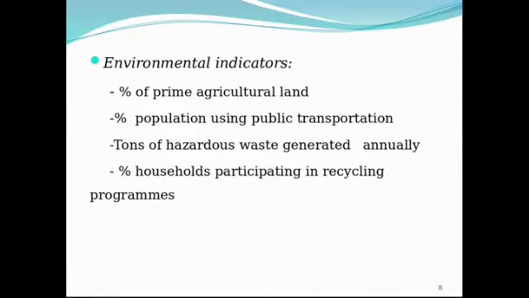They are known as environmental indicators. So this includes percentage of agricultural land, percentage of using public transportation, tons or the amount of waste generated annually, percentage of recycling program promoted. These are some of the ways by which we can measure whether environmental sustainability is established or not. They are known as environmental indicators.